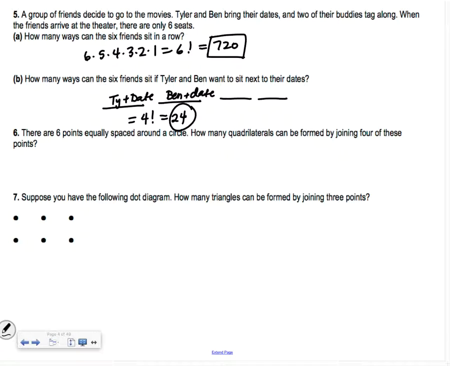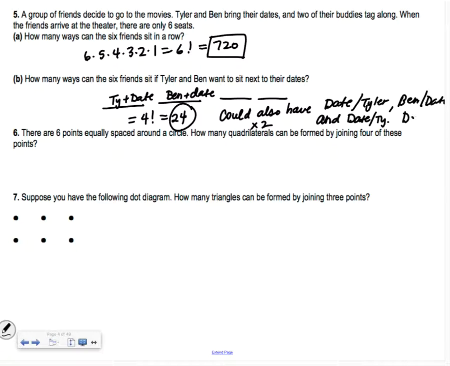Uh-huh, so you could also have date and then Tyler, and then Ben and then date as well. So that doubles our choices, so we multiply by 2. What do we multiply by 2? Yep, you could have date and Tyler, and then date and Ben in that order. Do you guys see? Like you could switch them where they're sitting. Like one could sit on the left, one could sit on the right, and you could switch those.